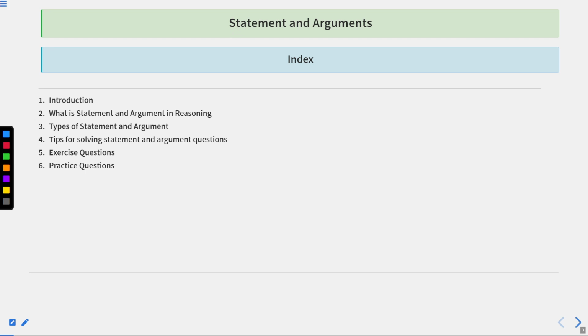Statement and argument, my dear students, हम लोग इस लेक्चर सीरीज जो कि सिर्फ स्टेटमेंट और आर्ग्यूमेंट पर रहेगी, उसमें हम लोग बात करेंगे कि स्टेटमेंट और आर्ग्यूमेंट का इंट्रोडक्शन, कि हम लोग उस चीज में क्यों इन्वॉल्व हो रहे हैं, how important it is, what exactly statement and argument in reasoning, कि स्टेटमेंट और आर्ग्यूमेंट का क्या मतलब होता है, किस तरीके के क्वेश्चंस आते हैं, types of statements and arguments.